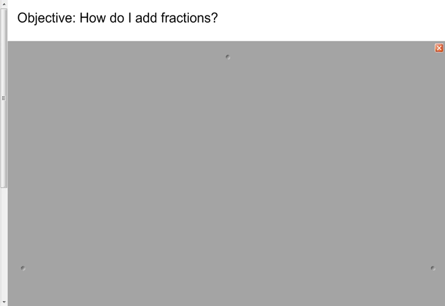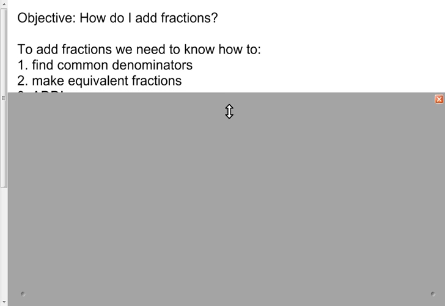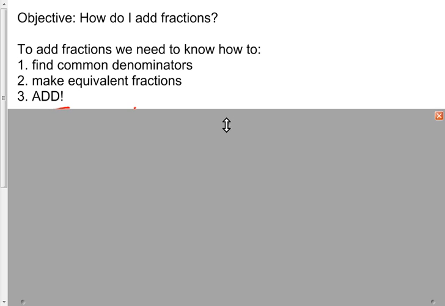Hi friends, today we're going to look at how we add fractions, and our objective says, how do I add fractions? Well, here's a couple of things that we can look at to help us. We need to know how to find common denominators, which I know you all have mastered, and find equivalent fractions, and we have done lots of practice with that also.